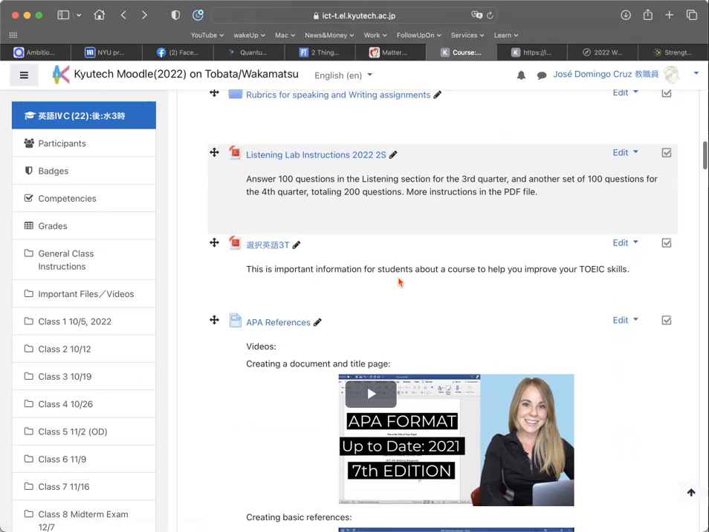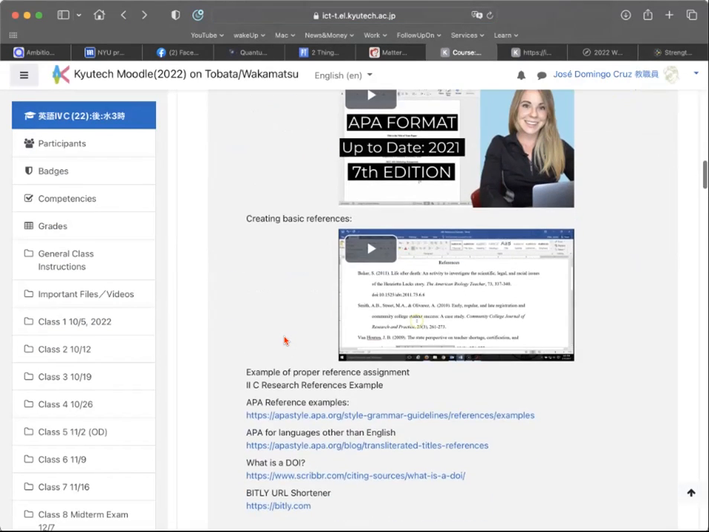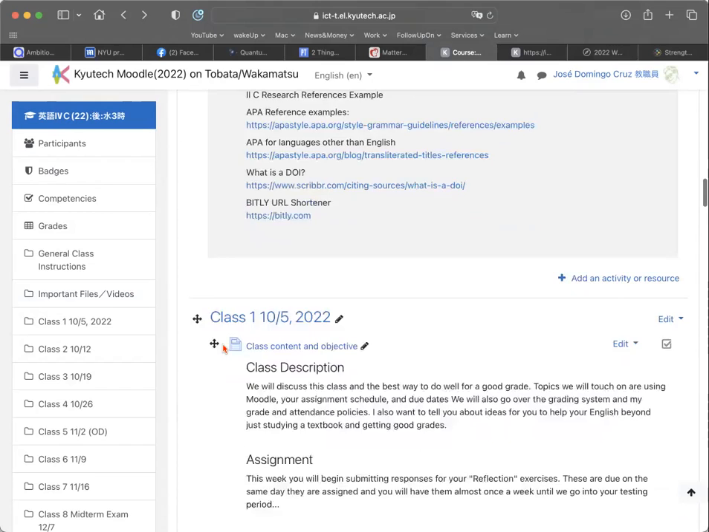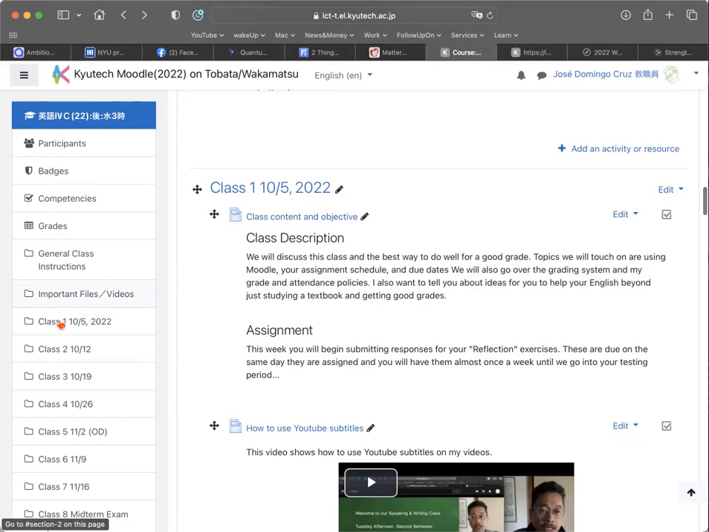Then there are other videos and things that we're going to be looking at through the whole semester. When we need them, I'm going to be talking about them. But those files are always here, important files and videos. Then after that, there's always a section for class 1, class 2, class 3. Now, for example, this is class 1. This is the class description and the assignments.